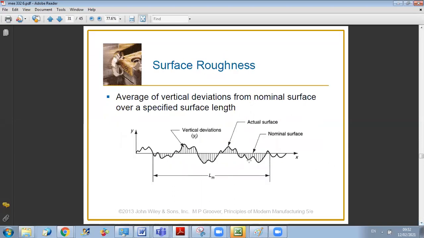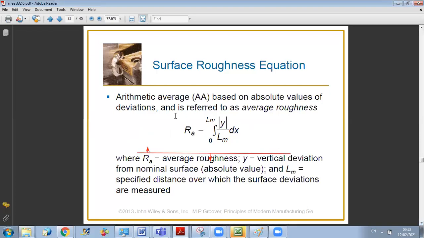Surface roughness is the average of vertical deviations from the nominal surface over a specified surface length. So as you can see here, if I have a perfectly smooth surface, it will be like this. But in real cases, I might have a certain roughness of my surface. So I will have deviation in both directions, positive and negative. Okay. And in order to measure the roughness, I can use the following formula. The roughness can be calculated as the arithmetic average based on the absolute values of deviations and is referred to as average roughness.